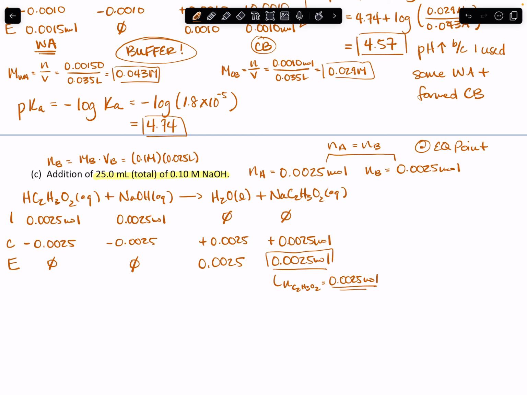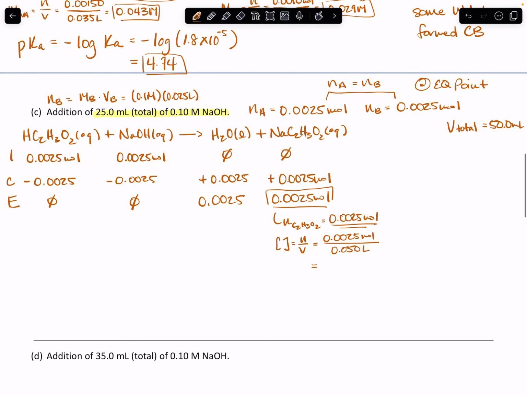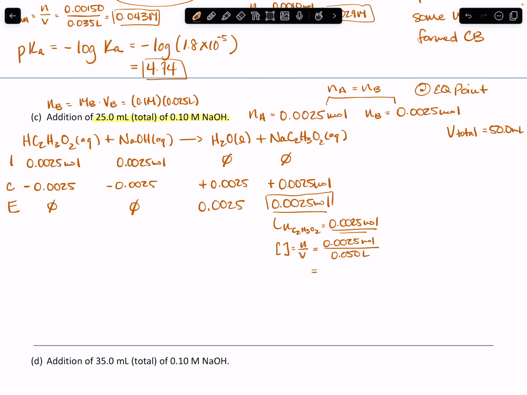So what I need to do with that value is figure out how much dissociates, or how much ionizes back into the acid form. So let's start by doing the concentration. That's going to be moles divided by volume. Our total volume at this point is 50 milliliters. So we'll take our 0.0025 moles and divide that by 0.050 liters. So we have a molarity here of 0.05.